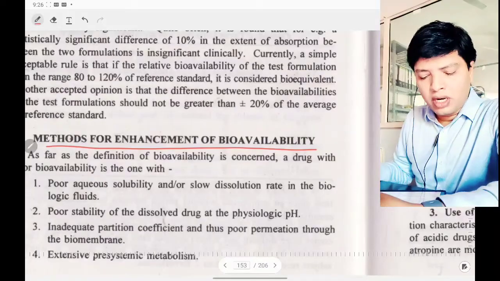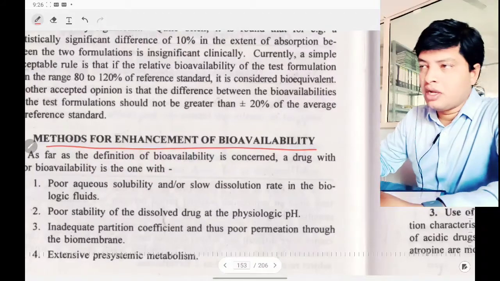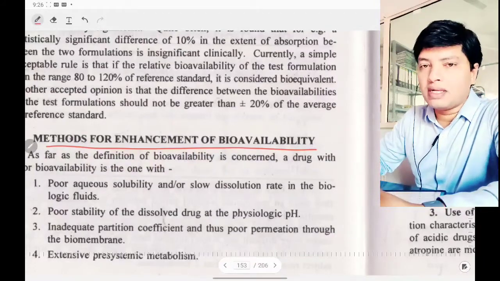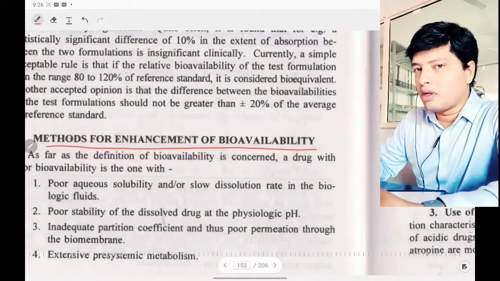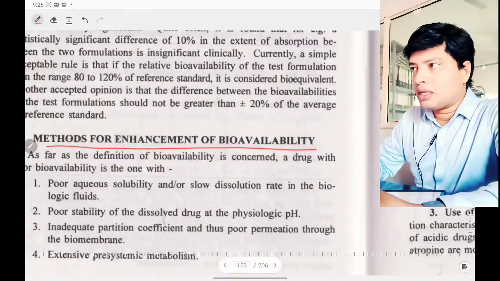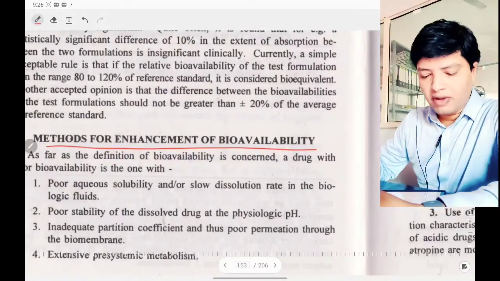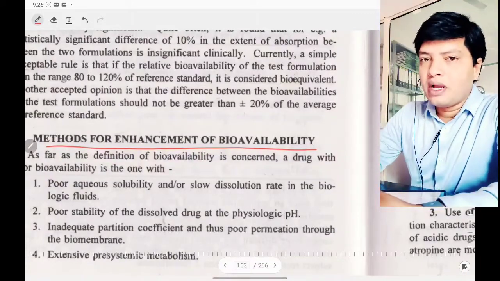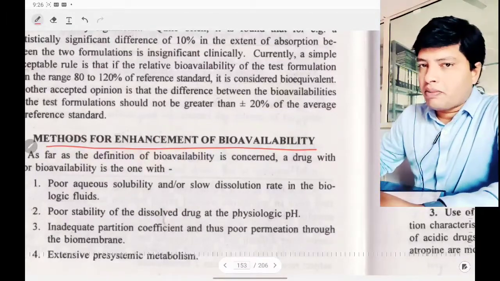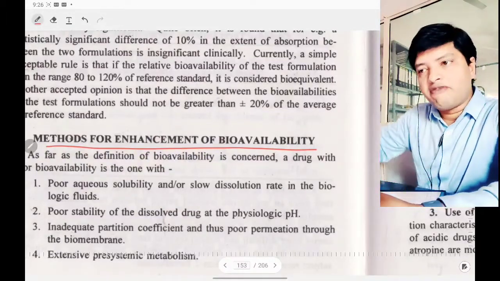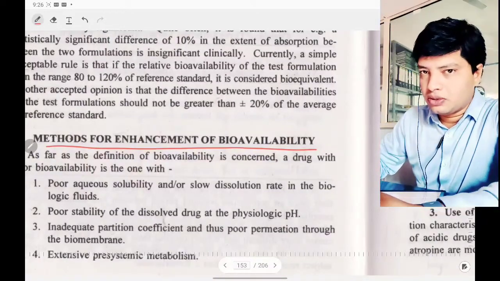Hi, today we are going to learn about methods for enhancement of bioavailability. In the previous lecture, we saw about bioequivalence, how to measure it, when to go for bioequivalence, and what the statistical interpretations for bioequivalence are. So, in this lecture, we are talking about what to do if your drug is not bioequivalent to the innovator product, or if your dosage form is having bioavailability issues.